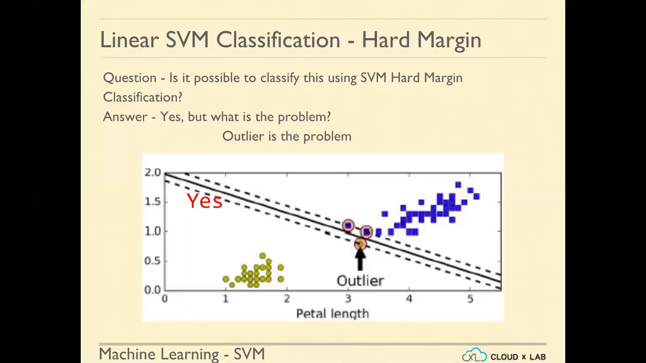Yes, there is a parameter called hard margin in case of SVC. SVC is SVM classification.